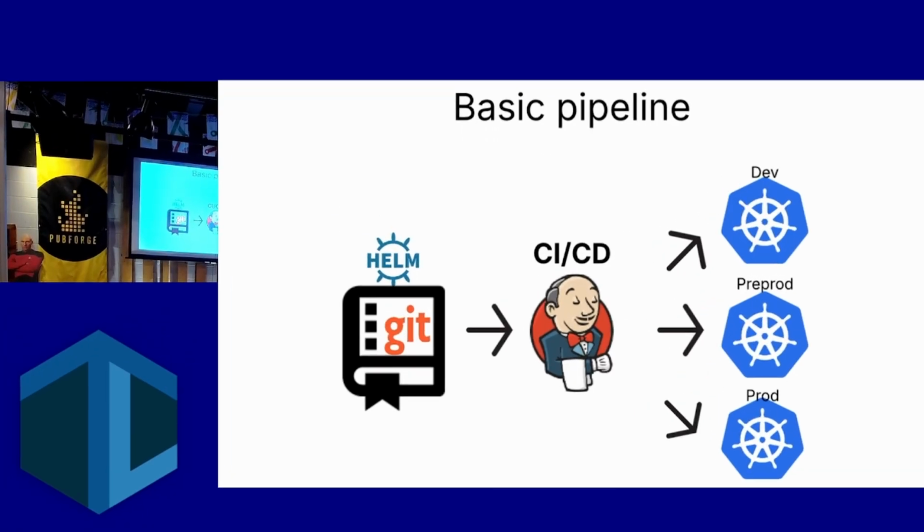So, let's begin. Why do we need a GitOps approach? Because we are lazy. We don't want to make any mistakes, and we want to automate our processes as much as possible. So, let's take the simplest scheme.